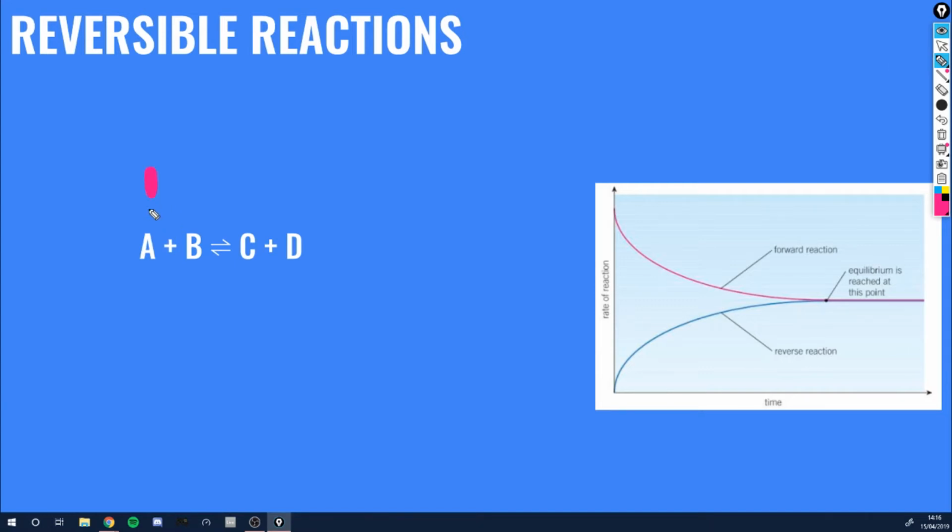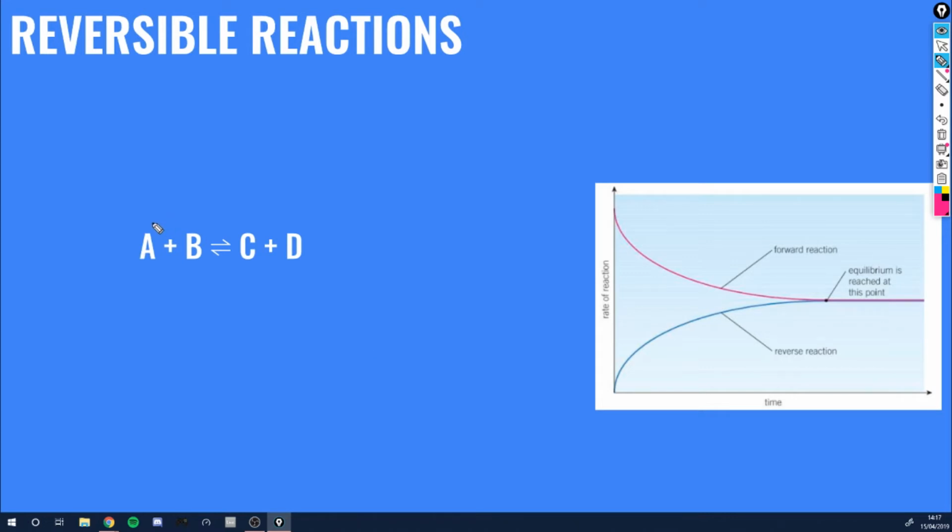So you have A plus B, you add them together and you get C and D, or just C, something like that, and that C plus D can then turn back into A plus B. So it can just go back and forth basically. So you need to know what equilibrium is as well.